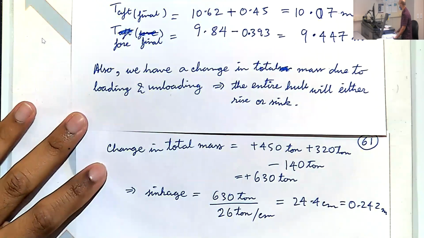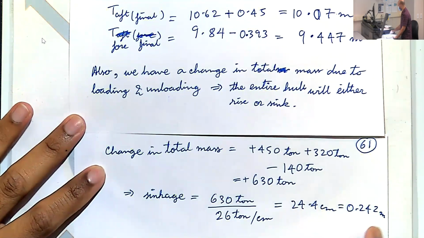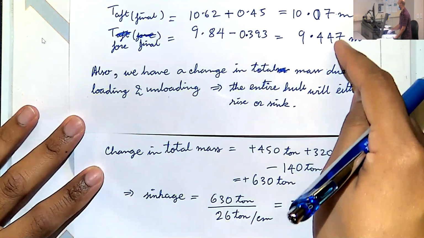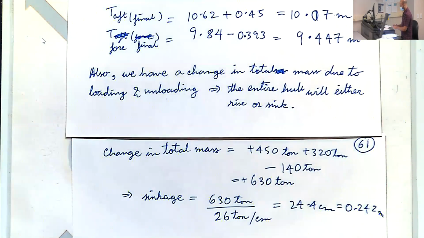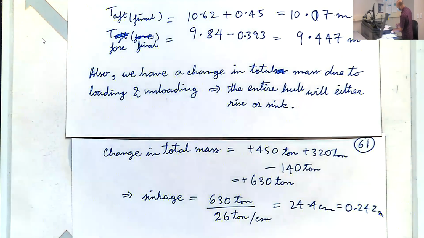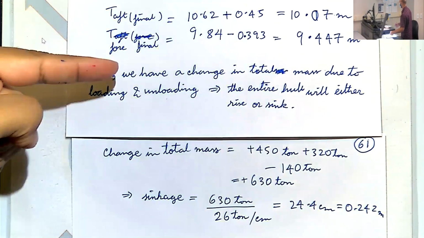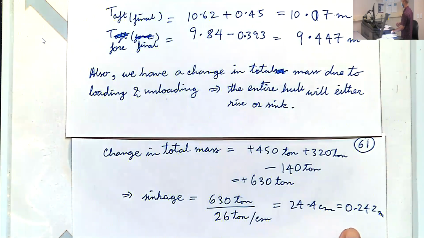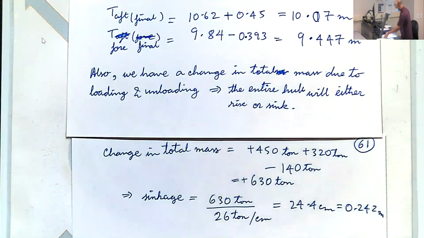So what do we take? We take this number 0.242 and what do we do? Where do we add? Where do we subtract? Wouldn't you just add to both? Yeah, we add the same number to both aft and fore because the whole hull is sinking by 24 centimeters.